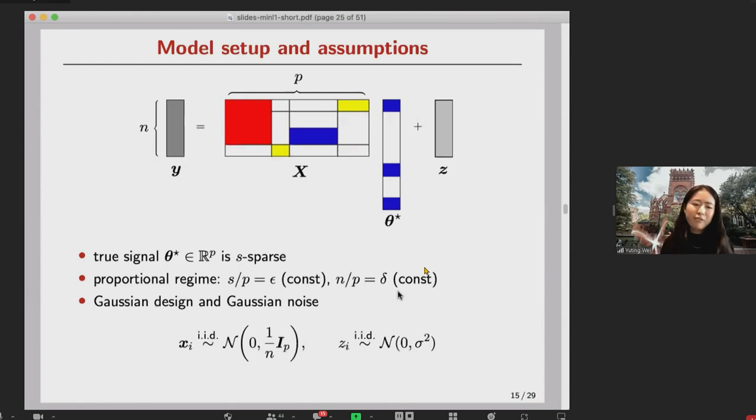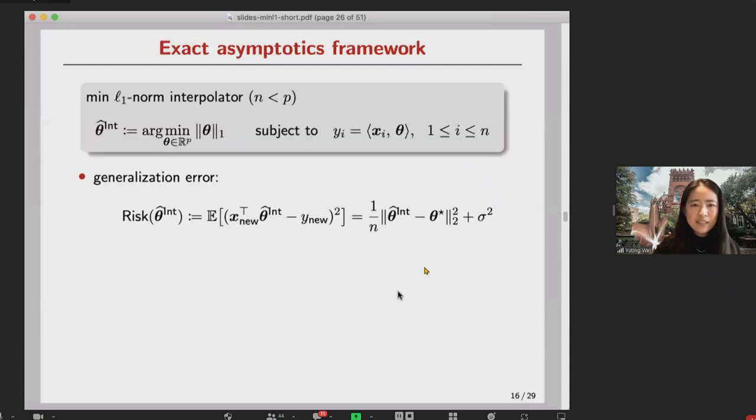And we focus our attention on the Gaussian design and Gaussian noise. This is the simplest setting that everyone can consider, where each row of the X matrix is generated from an IID Gaussian vector, and the noise is also independent Gaussian noise.